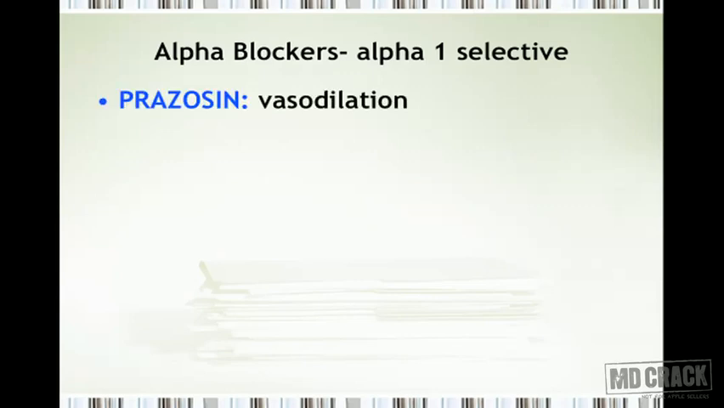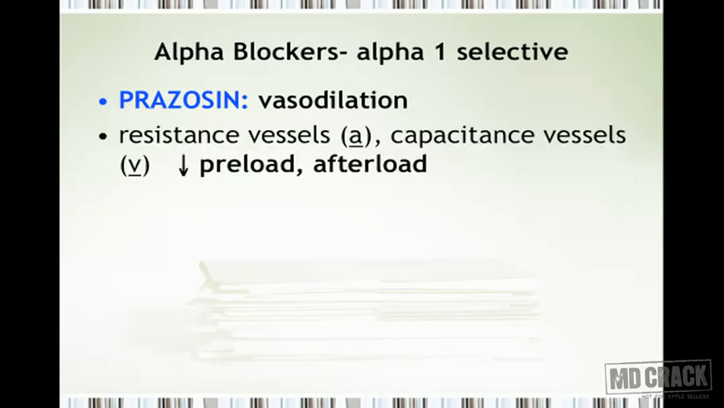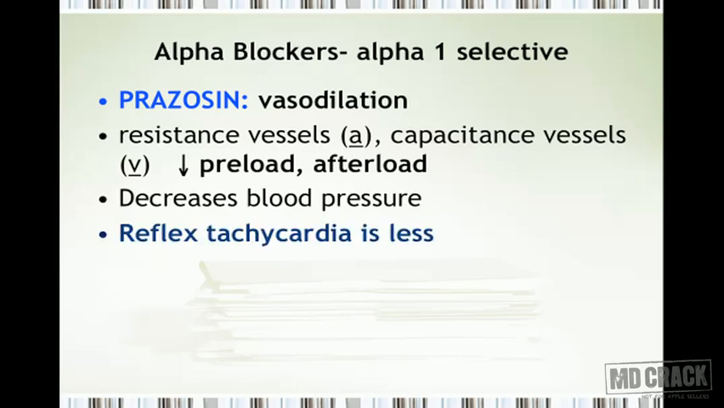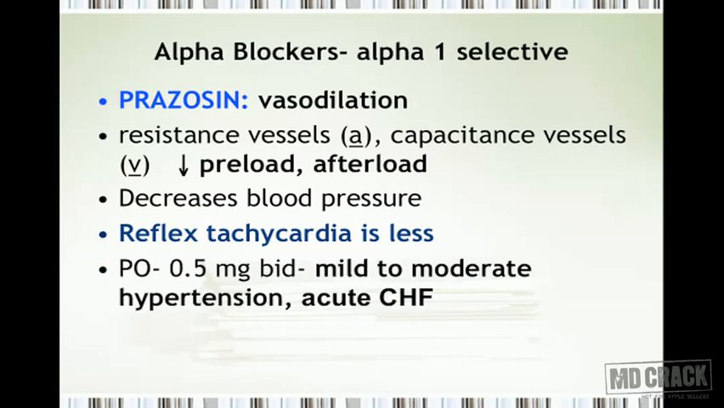Alpha blockers which are alpha-1 selective include an important drug called prazosin. It's going to lead to vasodilation, dilating the resistance vessels and the capacitance vessels, and it's going to decrease the preload and afterload on the heart. It will decrease the blood pressure. The importance of prazosin is that it produces comparatively less reflex tachycardia.